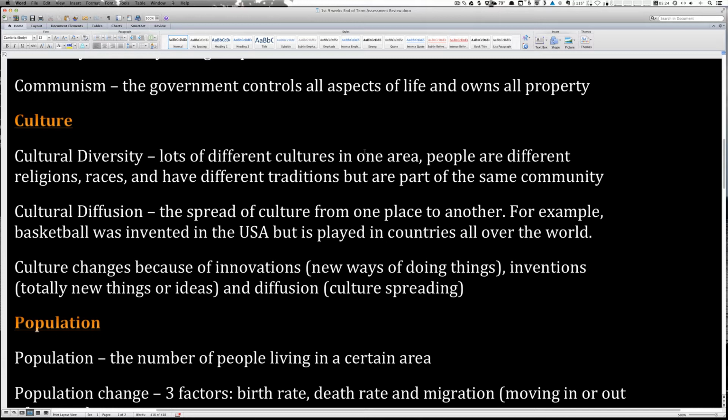An example would be basketball, a game that was invented in our country, but is played in countries all over the world now. Culture changes because of innovations, which are new ways of doing things. You take something that already exists and you improve on it, try to make it better. Inventions, which are totally new things or ideas, like the television, the telephone, the automobile. Those are all inventions that change the culture of the world. And diffusion, of course, causes culture change. When culture spreads and you're exposed to new cultures, new ways of thinking, new traditions, new forms of music, new foods, those are all examples of cultural diffusion.